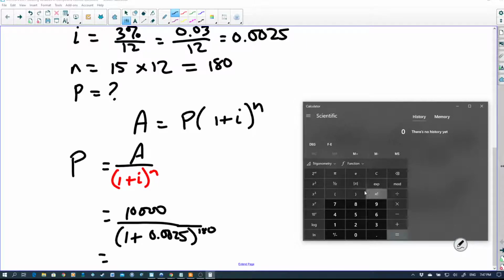So let me just start fresh here. So we've got 10,000 divided by bracket 1 plus 0.0025. Ooh, I forgot a 0 there. I'm just going to backspace, 0.0025, close the bracket, to the power of 180. And if I look in my window here, I can see that that's written the right way, and when I press equals, I get $6,379.86.